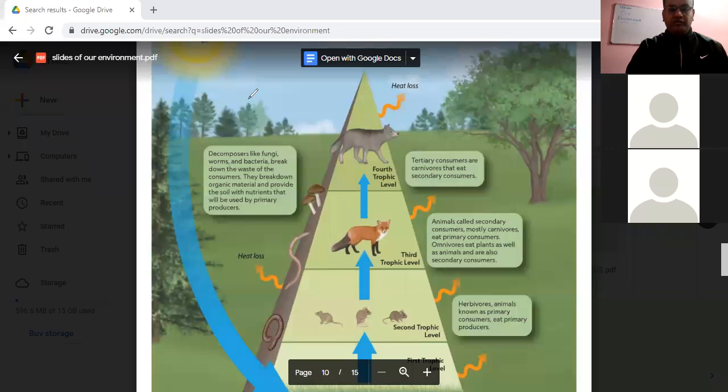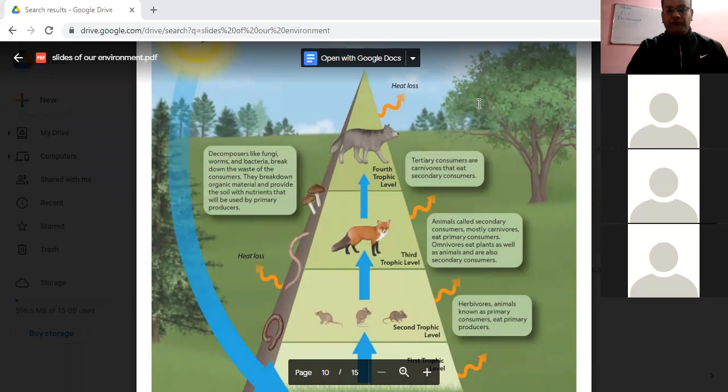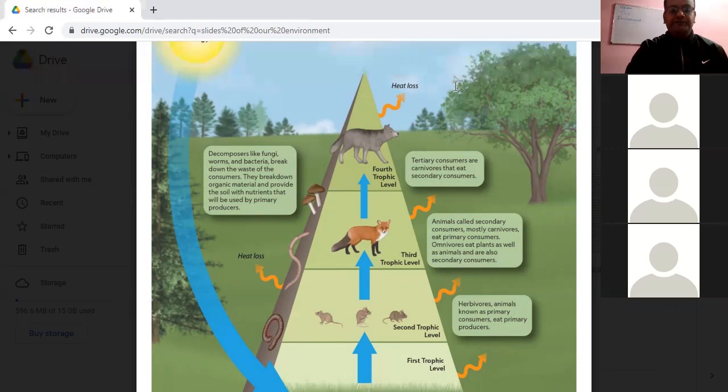Okay, Anjali, you can unmute yourself. Anjali, I have a question for you from today's class. Tell me, what do we mean by the trophic level in an ecosystem? Each step of a food chain where transfer of energy takes place is called trophic level. Very good. Each and every step of the food chain where the transfer of energy takes place from one level to another is called the trophic level. Well said, Anjali. You can mute yourself.